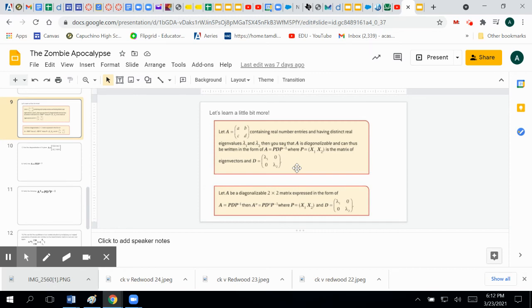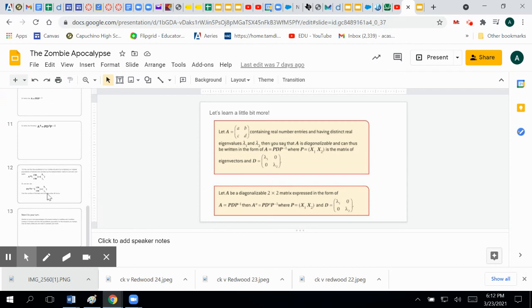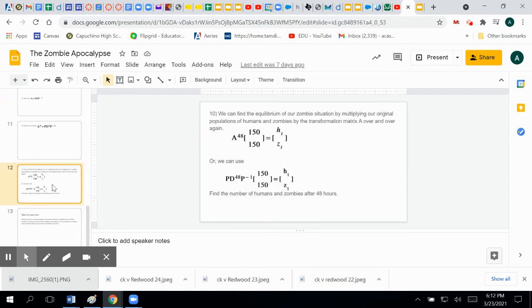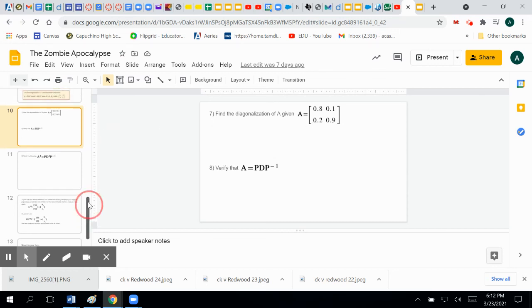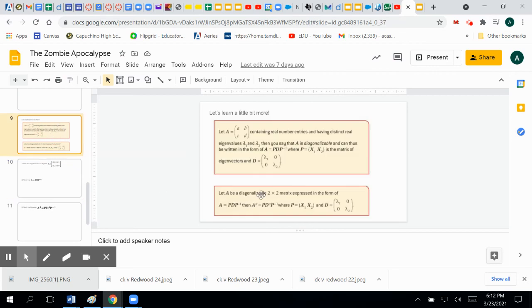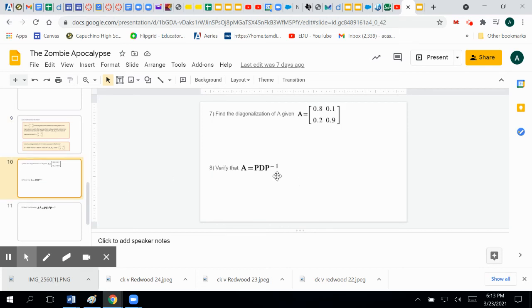So now, if we move on to the next question, where is it here? Here it is. On slide 10, question 7, find the diagonalization of A. All you have to do is take your eigenvalues and your eigenvectors, and you're just going to write down what is the matrix P, what is the matrix D, and what is the inverse of P. That's what you're doing on 7. And then on 8, you're going to go ahead and multiply them out and show that it's the same as A up here. A is 0.8, 0.1, 0.2, 0.9.